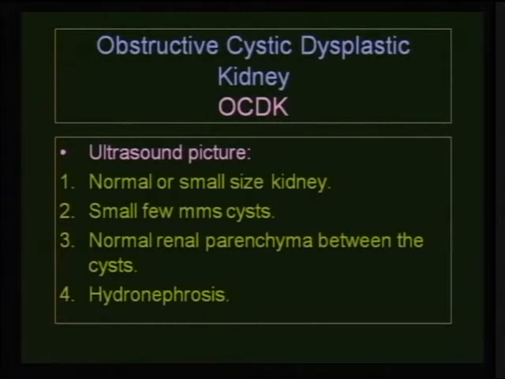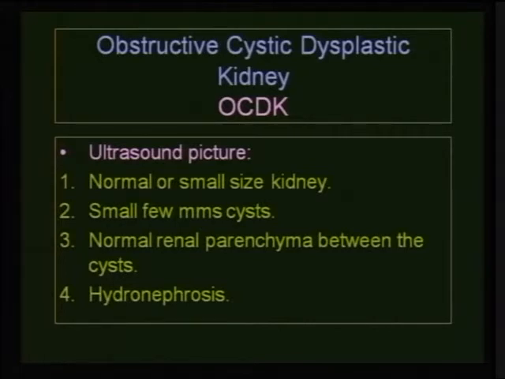Obstructive type of cystic dysplastic kidney. What do we mean by that? We mean that there is obstruction. If it is a complete obstruction, the kidney will be damaged. But if it is a significant obstruction, like UPJ obstruction or obstruction due to any other causes, it will cause cystic changes in the parenchyma of those kidneys.